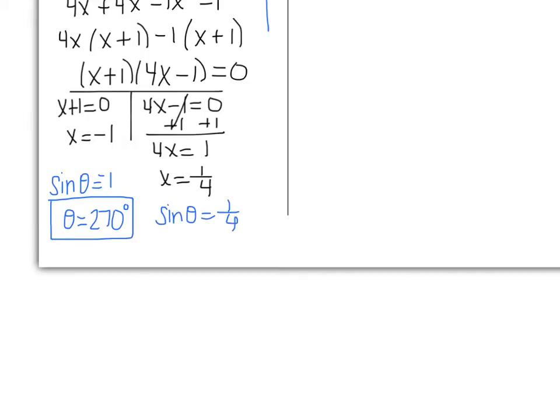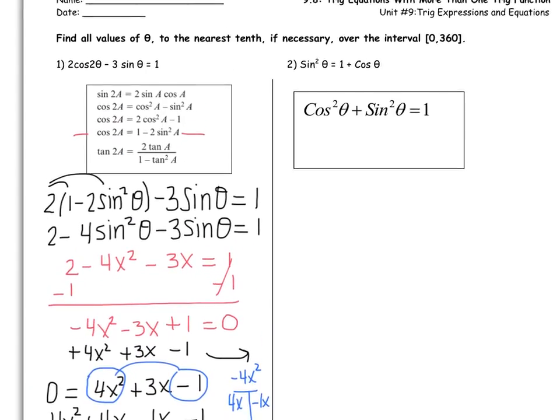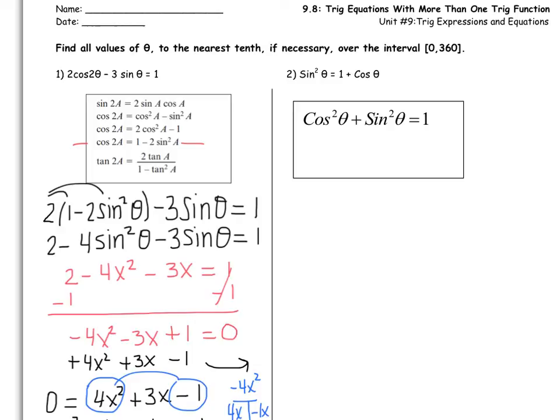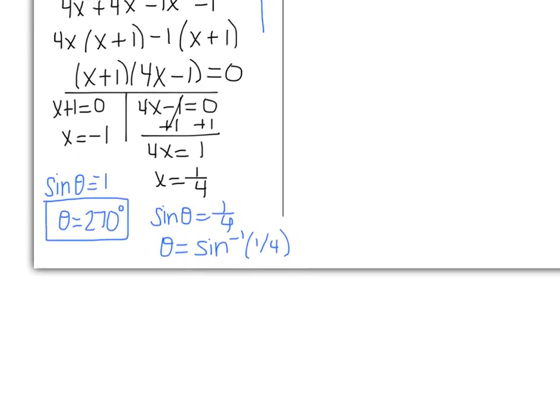How do I find theta? Sine negative 1 of 1/4. So take out your calculators, and let's do second sine of 1/4. What do we get? About 14.47. What do the directions say around you? Let's look on top. Find all values of theta to the nearest tenth. Okay, so theta in this case would be 14.5. Now, where am I? Let's think ASTC.